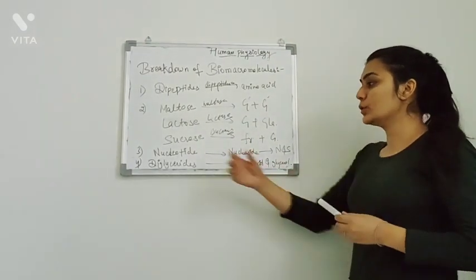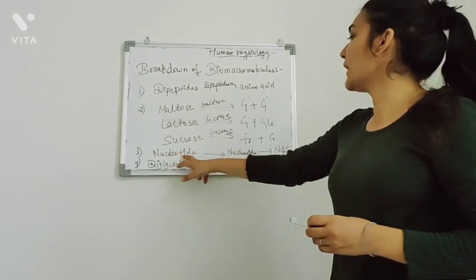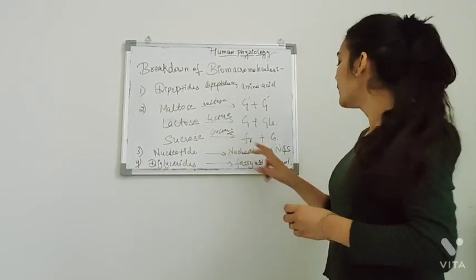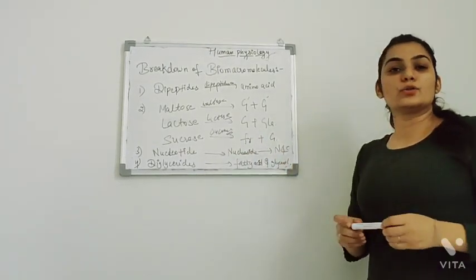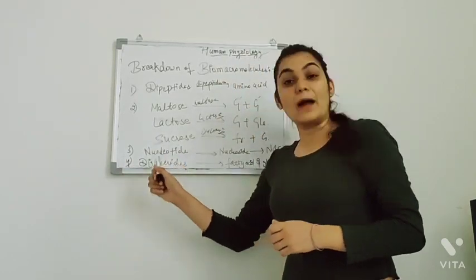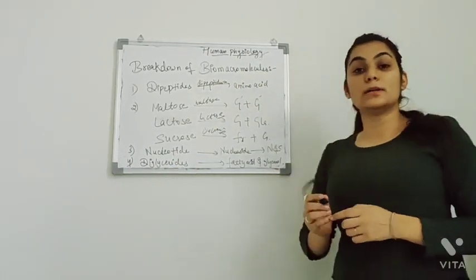After that, nucleotides are also digested further. Nucleotides break down into nucleosides, and nucleosides further break down into a nitrogenous base and a sugar. After that, the diglycerides in fat form also break down into fatty acids and glycerol.